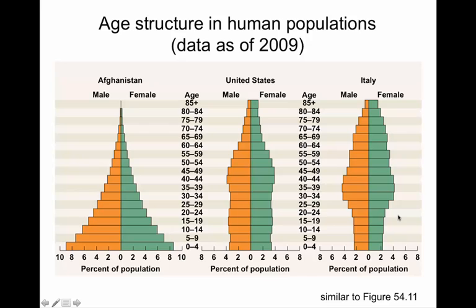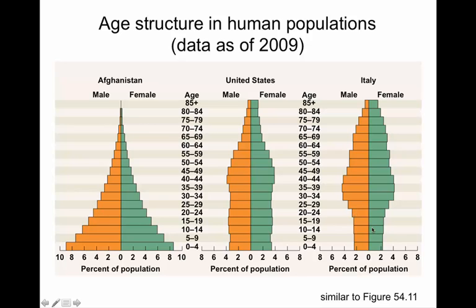In Italy, we've got a similar kind of pattern, except a more strong bulge here in middle age, and a smaller proportion of the overall population is young, meaning under the age of 20, as shown here.